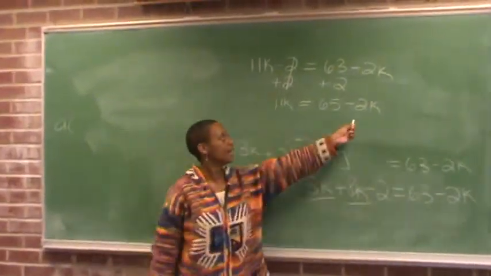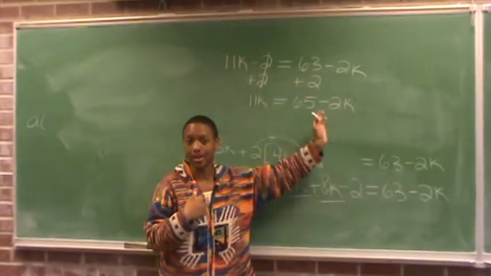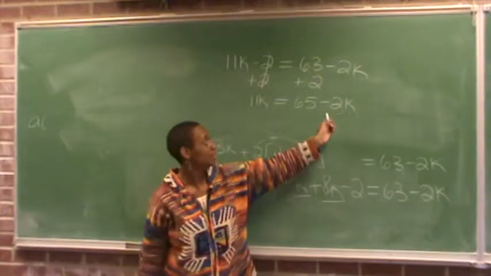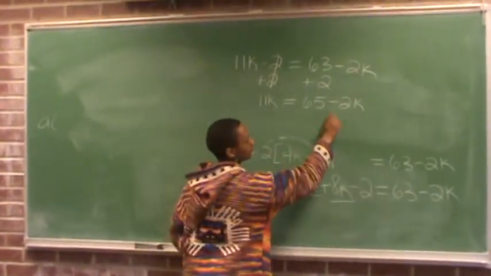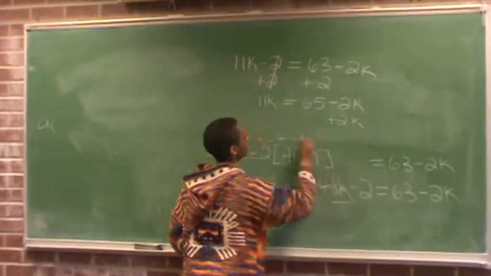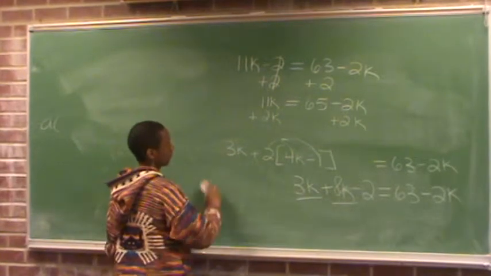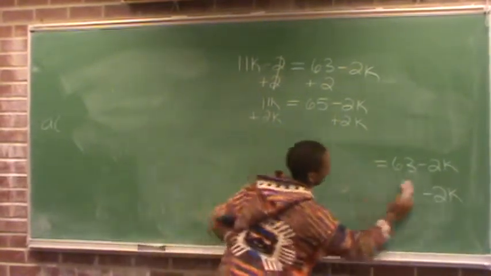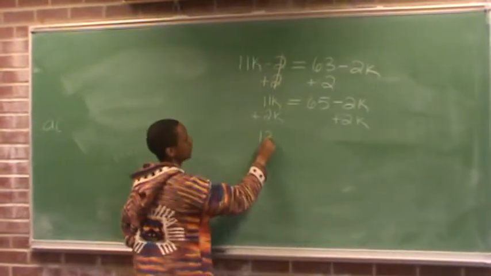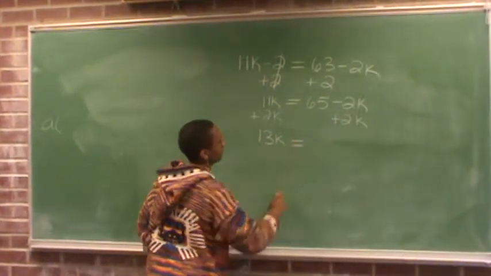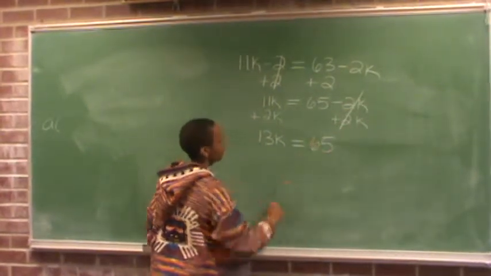And as I was saying, any term that does have a variable can't be on the right side, since I decided I wanted my variables on the left side. So this minus 2k, I need to get rid of that. Since this is subtracted, I add it to both sides to get rid of it. And we're almost done. So I have 11k plus 2k, that gives me 13k, equals 65, because the 2k's got canceled out.